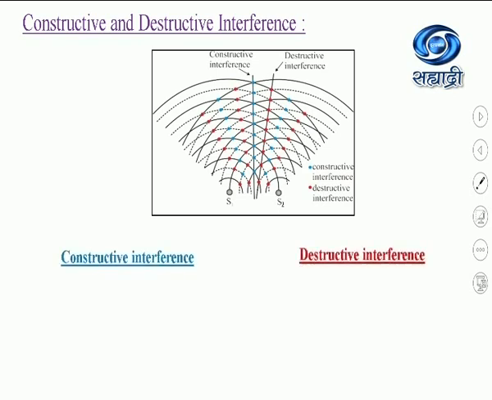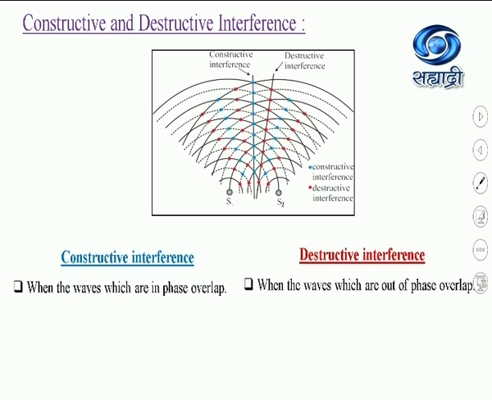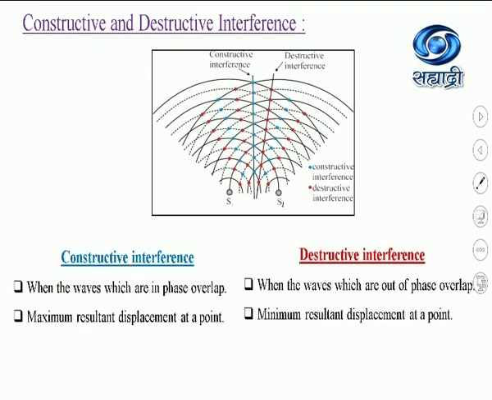Now let us see the point of difference between constructive and destructive interference. When the waves which are in phase overlap with each other, the constructive interference is formed. When the waves which are out of phase overlap with each other, we get the destructive interference. When constructive interference takes place, there is maximum resultant displacement at the point. In destructive interference, the resultant displacement at a point is minimum.